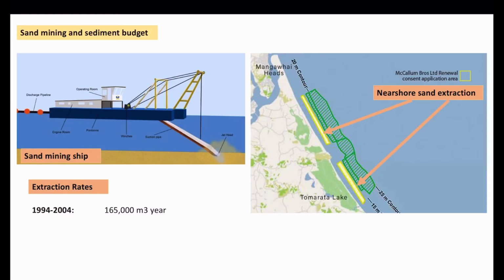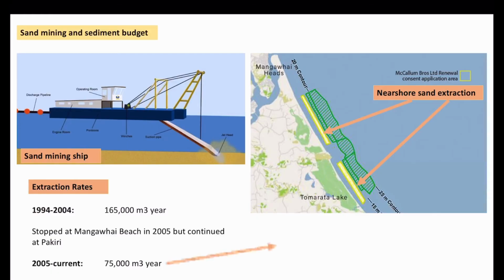In the 90s, the rates were as high as 165 metres cubed a year, but they actually stopped at Mangawhai Beach in 2005, but still Pakiri is an area that to this day they are extracting sand from. The rates have gone down to about 75,000, but still lots of sand is being extracted there, and most of this sand is going to top up and replenish the beaches down in Auckland, so for that burgeoning tourism industry.